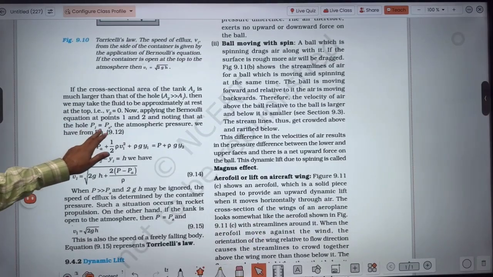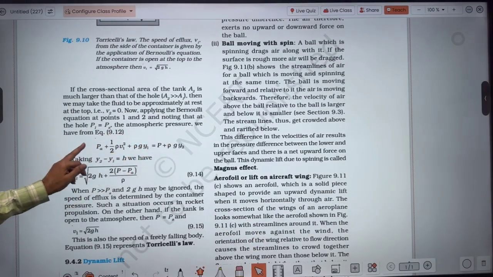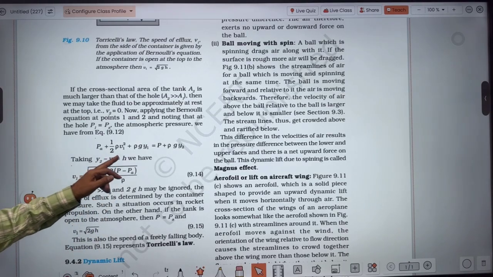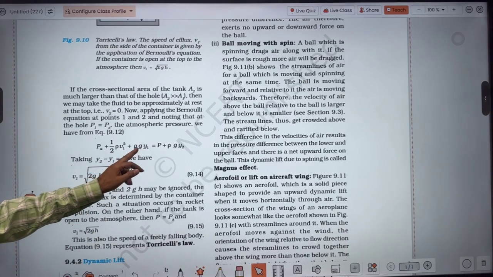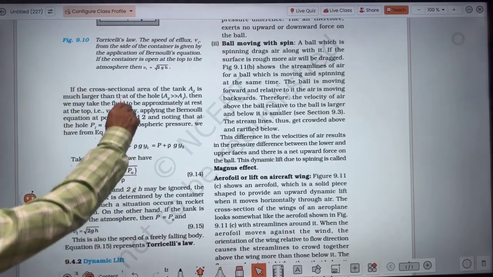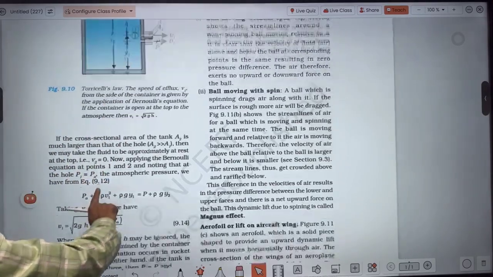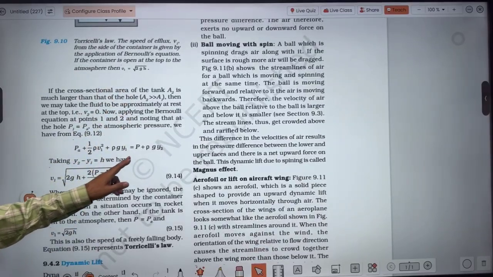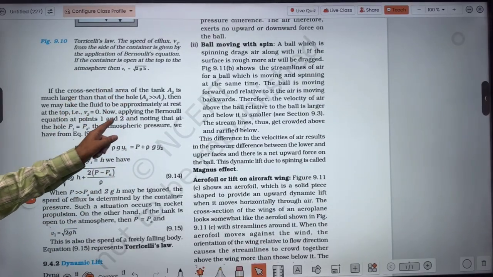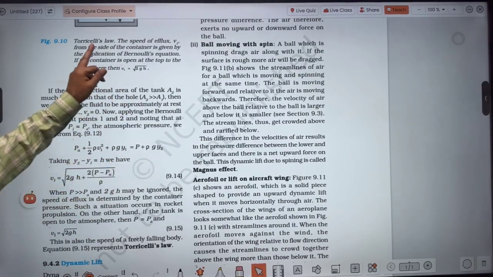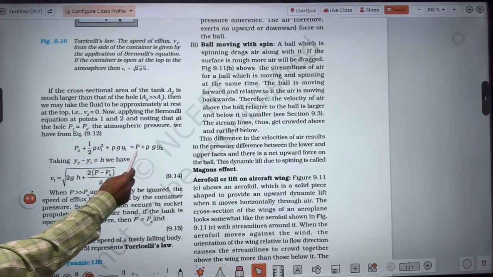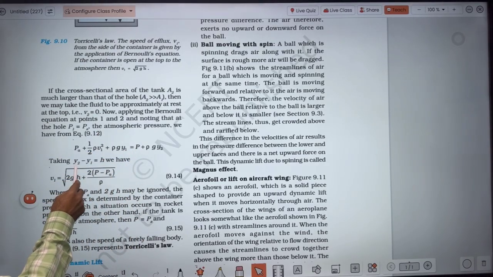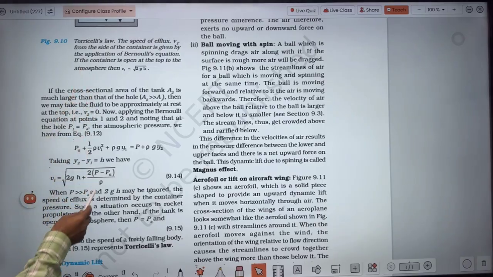Now, P1 is PA, the atmospheric pressure, so we write PA equal to 1/2 rho v1 squared plus rho g h1. h1 means height y1, we are considering this point, and then for that also we have to apply the same formula. So P times 1/2 rho v2 squared, we have assumed that it is almost 0, and the height is y2. Now we take this y2 minus y1 equal to h, as we have seen. So we will get v1.